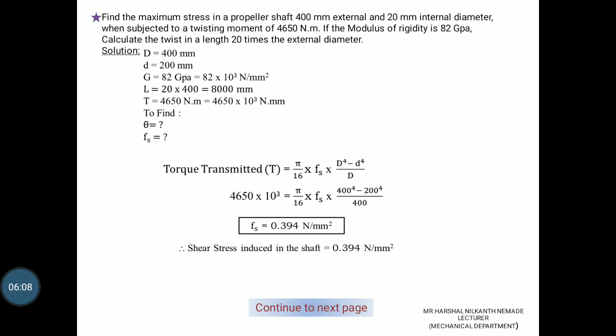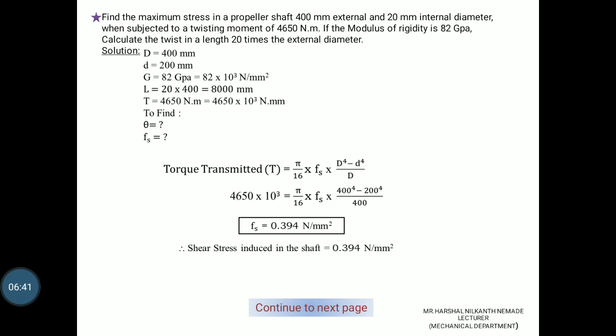Next sum, find the maximum stress in a propeller shaft 400 mm external and 200 mm internal diameter when subjected to the twisting moment of 4650 Newton meter. If the modulus of rigidity is 82 GPa, calculate the twist in a length of 20 times the external diameter. Okay, so capital D is given 400 mm, small d is given 200 mm, G is given 82 GPa, 82 into 10 raised to 3 Newton per mm square.